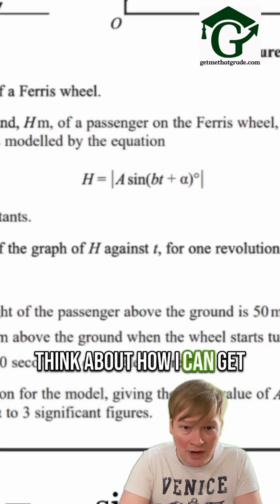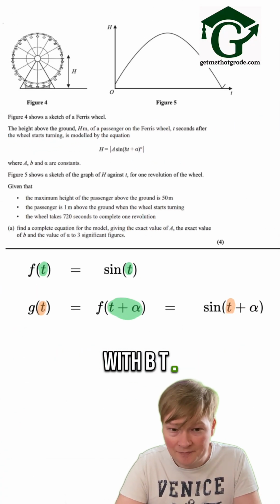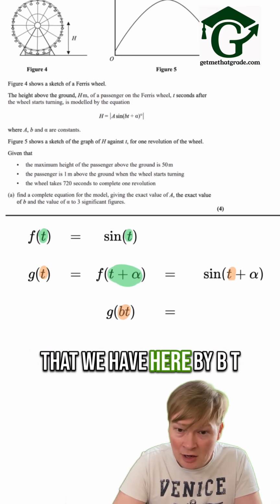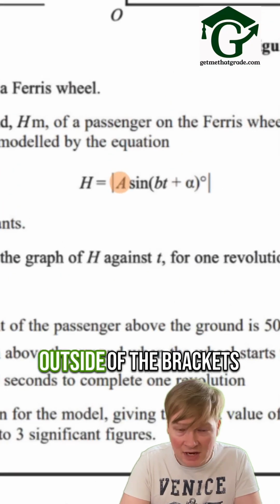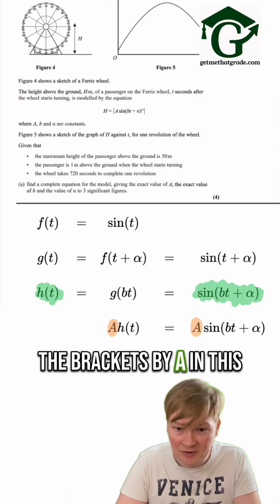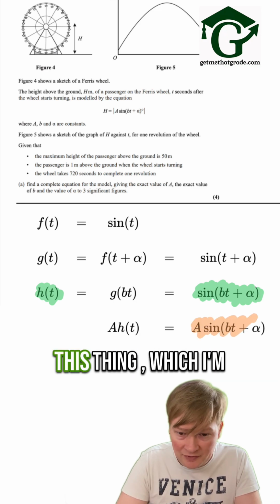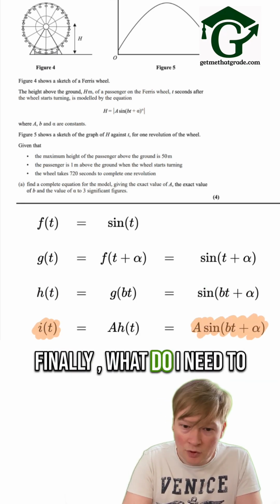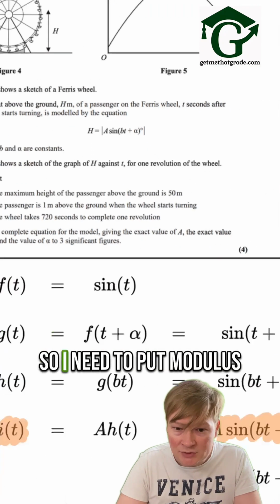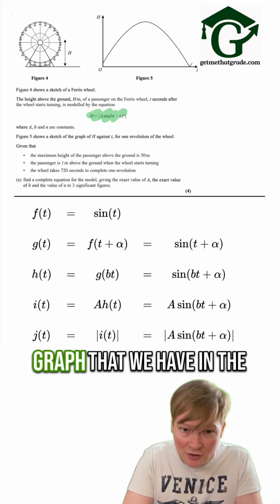Next, I'm going to think about how I can get the bt in this position. Well, I'd want to replace the t that we have here with bt. So I'm going to do g of bt, because that will replace every t in this equation that we have here by bt. How can I get the a outside of the brackets here? Well, because it's on the outside, I need to multiply on the outside of the brackets by a in this position. So I'm going to multiply h of t, which is what I've got here, by a. That's going to give me a new function, this thing, which I'm calling i of t. Finally, what do I need to do to i of t to get the graph that I want? Well, I'm missing the modulus signs on the outside. So I need to put modulus signs on the outside of i of t. And that final function, which I call j of t here, is exactly the graph that we have in the question.